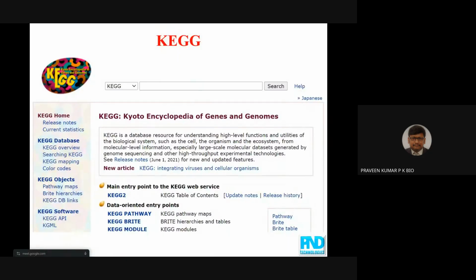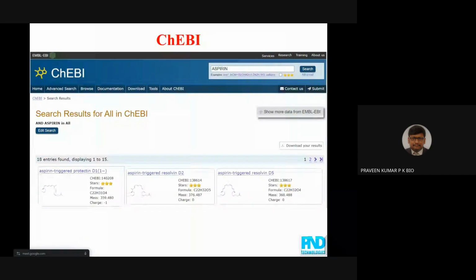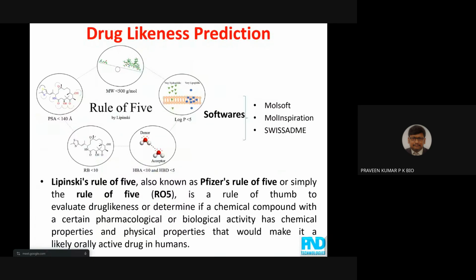BindingDB we have already seen. Even in KEGG, we have KEGG Compound. In KEGG, there is a database called Compound where you can download the 1D to 3D information of compounds, like how you find the pathway and module. So like this, we can see KEGG Compound. And ChEBI, I told you, this is also an exclusive database.